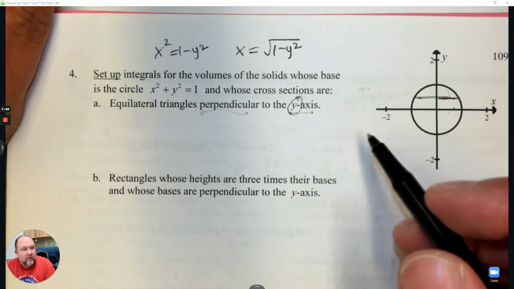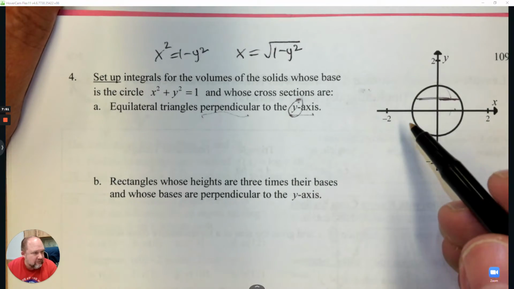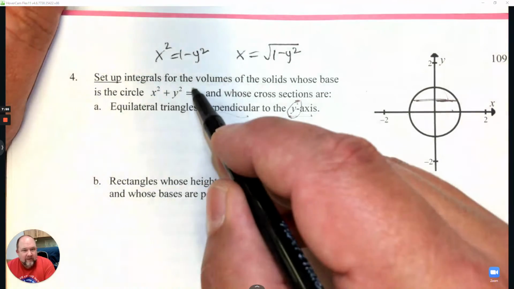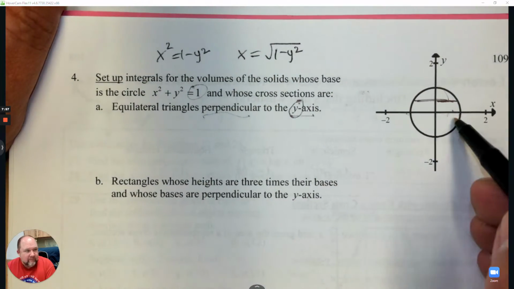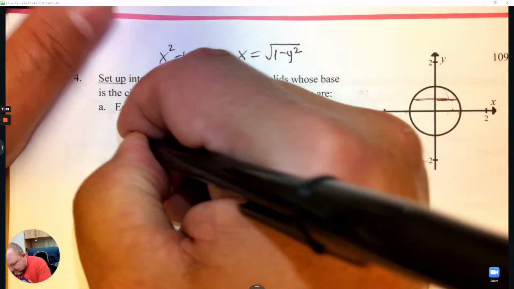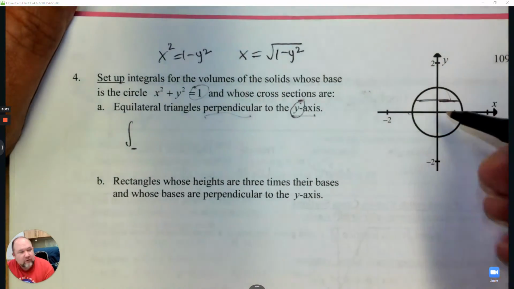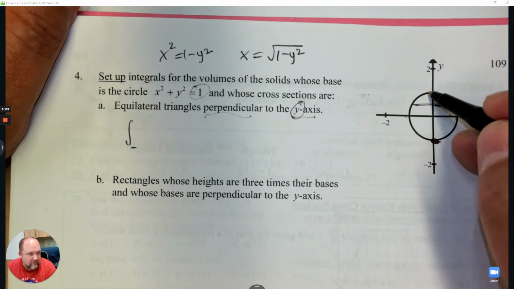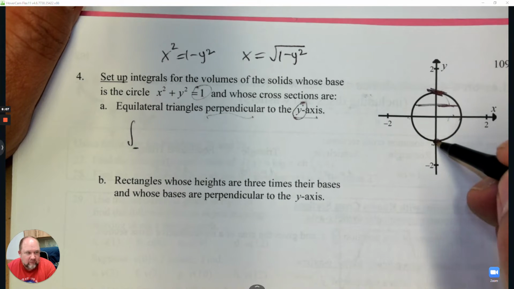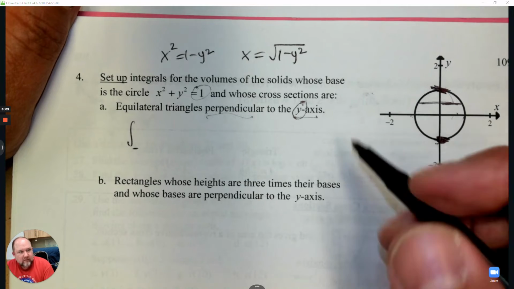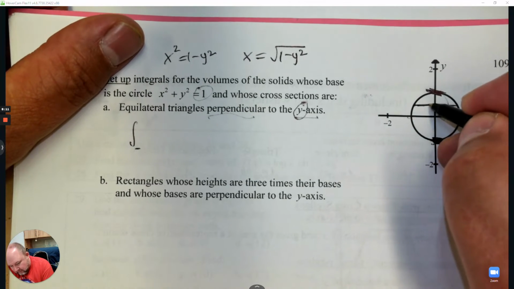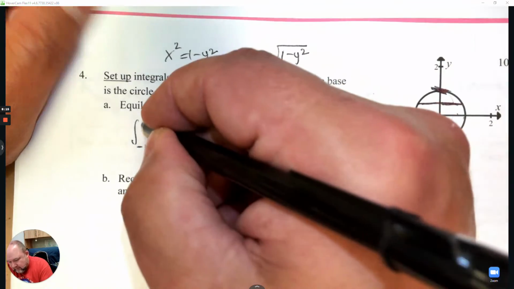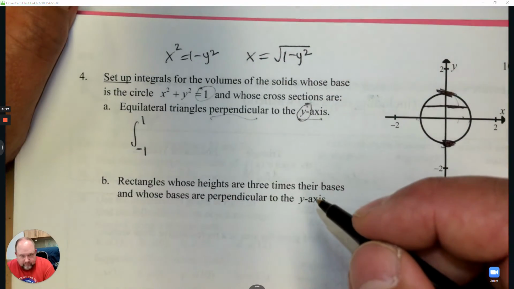All right, so what are going to be our bounds from here to here? The radius is 1, so it goes from negative 1 to positive 1. So I like that. In fact, we're using our y, so it goes from negative 1 to positive 1. We're using our y values. And I'm going to go all the way across with equilateral triangles. So negative 1 to positive 1.